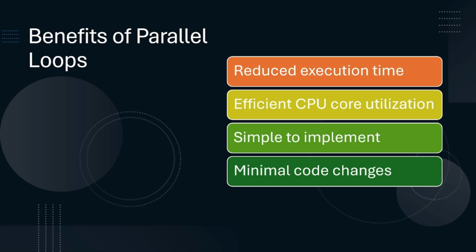And what are the benefits of parallel loops? Parallel loops mainly reduce execution time and allow efficient CPU core utilization. They are very simple to implement, and if you want to make any changes, the changes are minimal.